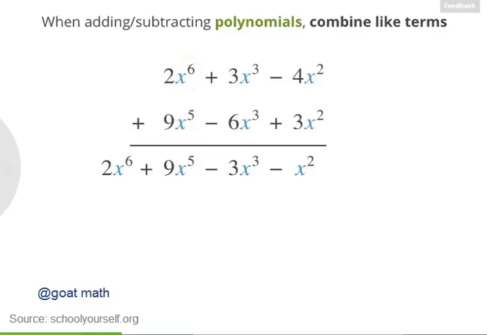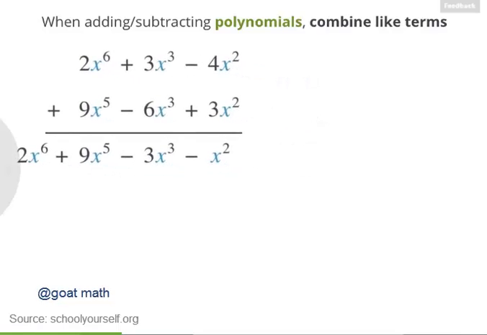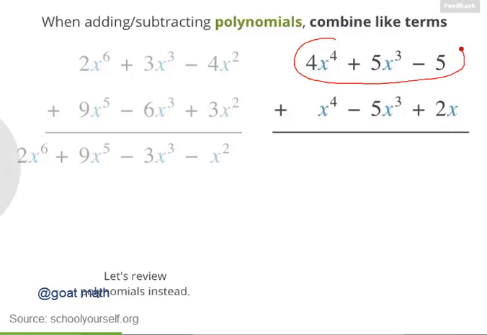So adding these two polynomials together, we get 2x to the 6th plus 9x to the 5th minus 3x cubed minus x squared. So let's hold on to this example over here and try another one. What's 4x to the 4th plus 5x cubed minus 5 plus x to the 4th minus 5x cubed plus 2x? Be sure your answer is simplified and you've combined all the like terms.